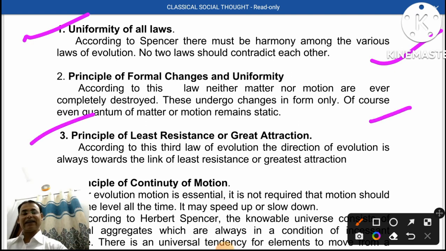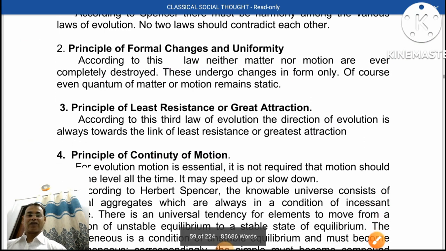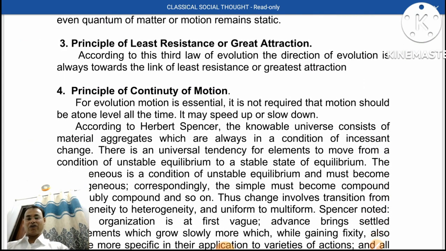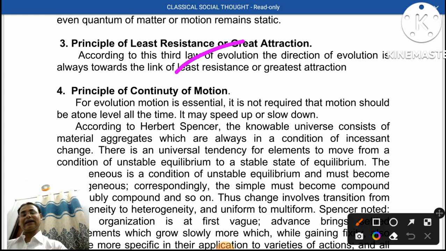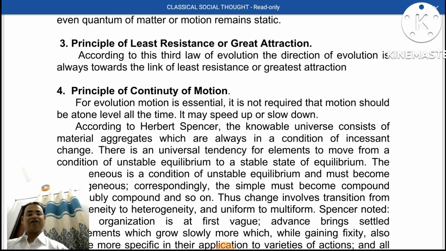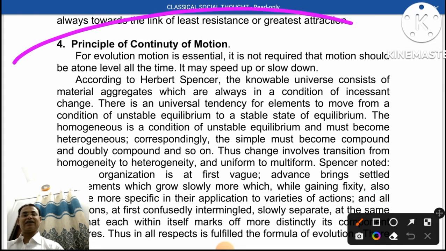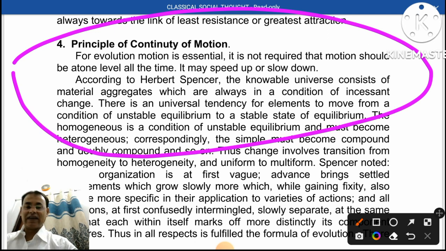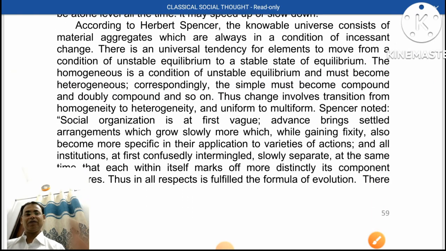Principle of least resistance and great attraction. According to this third law of evolution, the direction of evolution is always toward the line of least resistance and great attraction. What is the nature of human being? Least resistance or great attraction? Principle of continuity of motion. For evolution, motion is essential. It is required that motion should be at one level all the time. It may speed up or slow down. According to Herbert Spencer, the knowable universe consists of material aggregates which are always in a condition of incessant change. There is a universal tendency for elements to move from a condition of unstable equilibrium to a stable state of equilibrium.